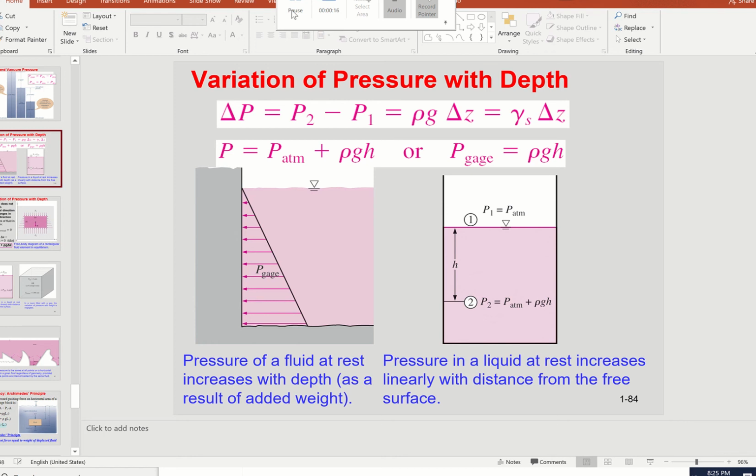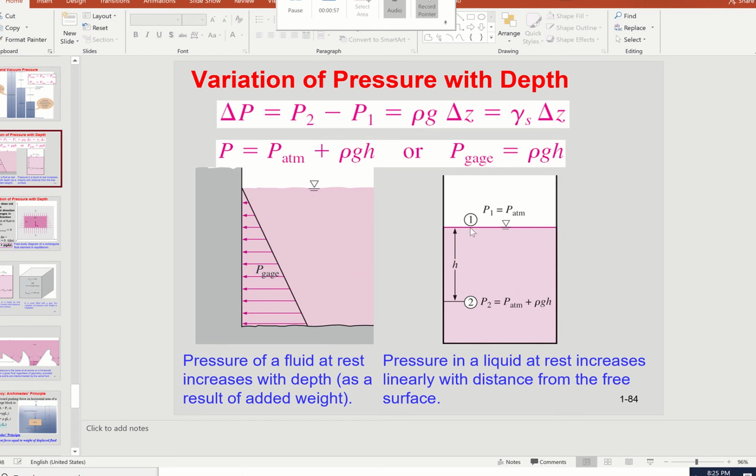Imagine if you went scuba diving. The deeper you go, the more pressure we feel, right? The pressure increases. So anytime you go deeper, the pressure increases. For example, here it shows this linear increase with the height. And here at point 1, which is the interface between air and this liquid, the pressure is taken as atmospheric pressure.